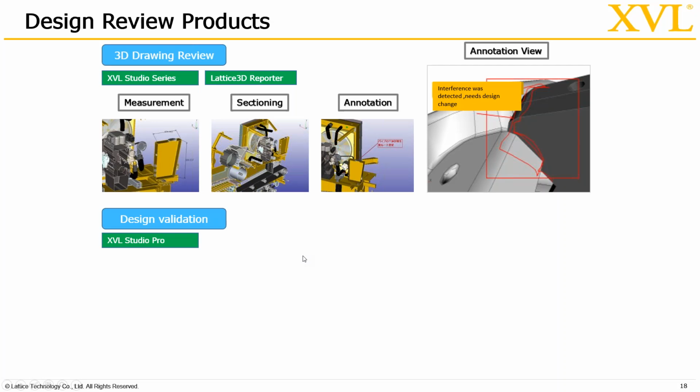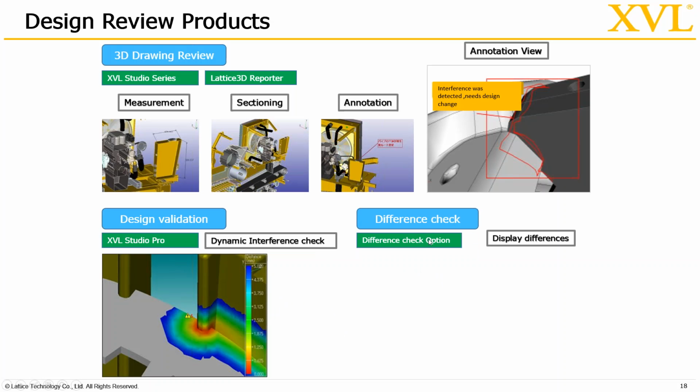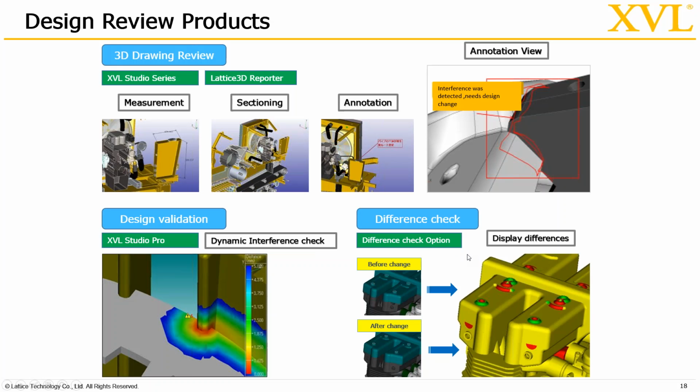Another area may be design validation. You can use XVL Studio Pro with a dynamic interference check option to really get those results that you might want for these dynamic interference checks, which means moving parts assembly, how much interference we're dealing with there. A very powerful tool, available in XVL Studio Pro, as well as the difference check option, which is another option available to you with Studio.